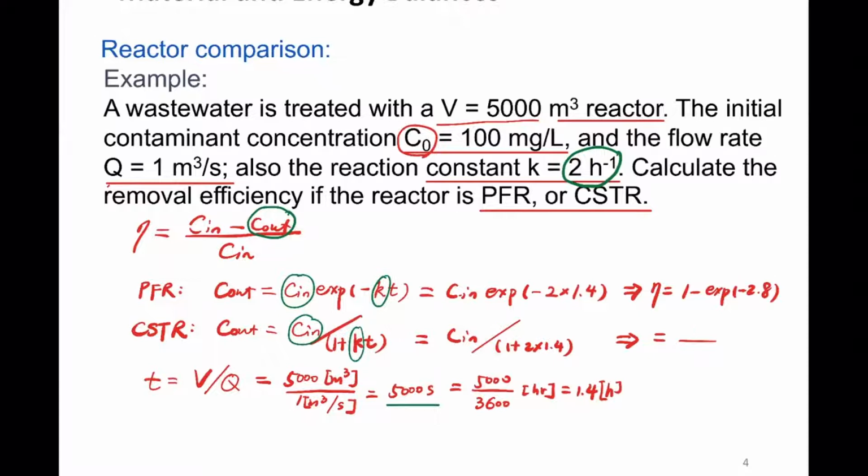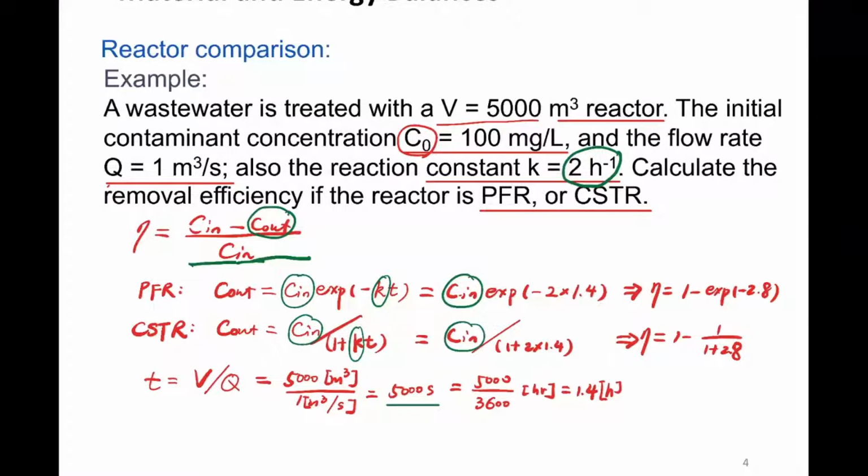1 minus 1 divided by 1 plus 2.8. Okay, so this is just plugging in the forms here, but it turns out that since here you also have the C in, they can get canceled out in this equation. So what this also means is that for the CSTR and PFR, it doesn't matter what the initial or inlet concentration is if you're just looking at the efficiency for the removal, right?